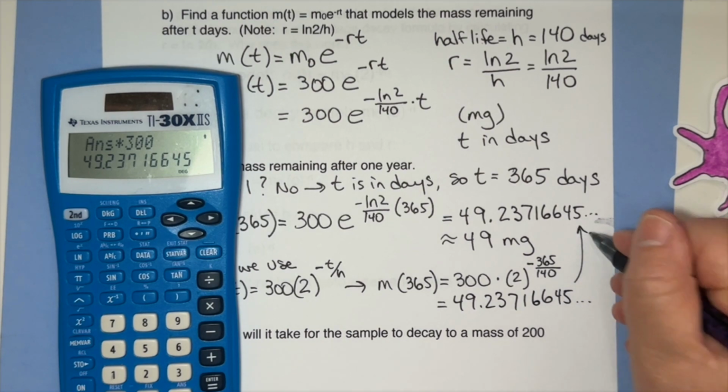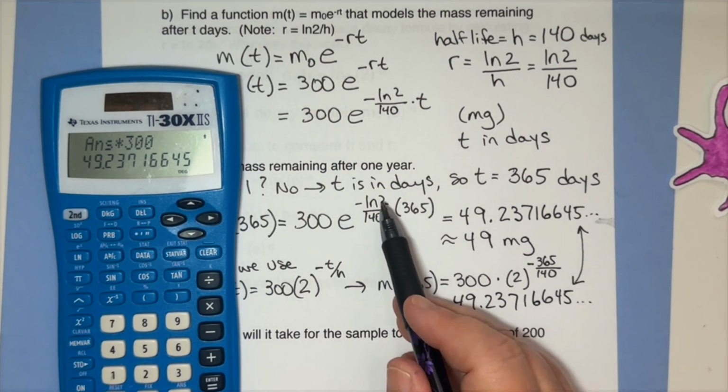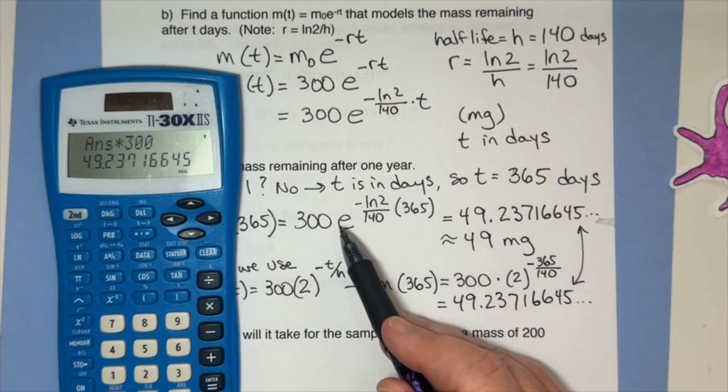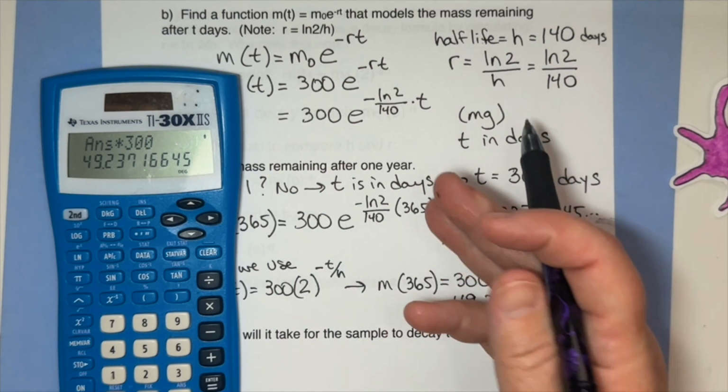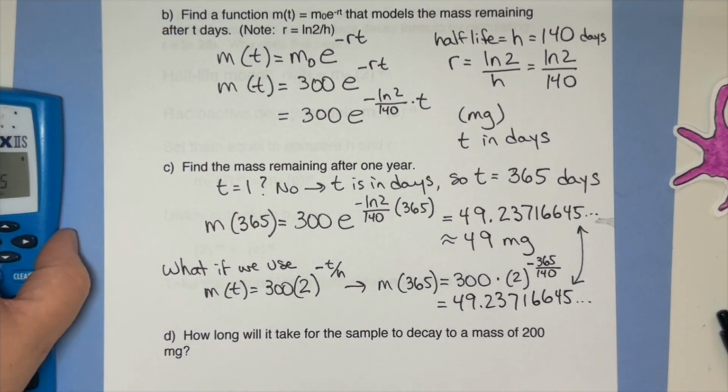Notice that we get the same result. And that's because the natural log of 2 right here with the e converts from the 2 to the e. So we can use either formula we like, whichever one we want to use to model it.